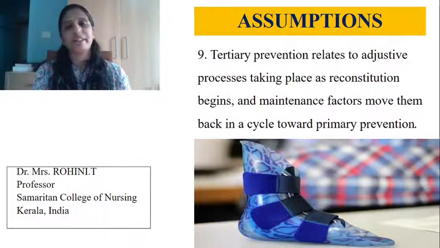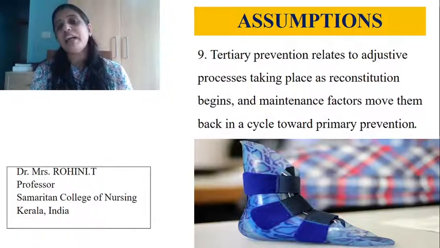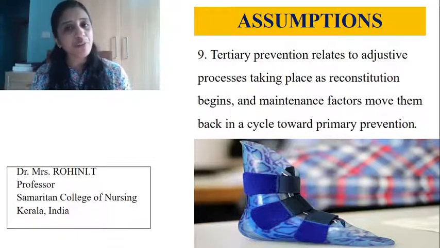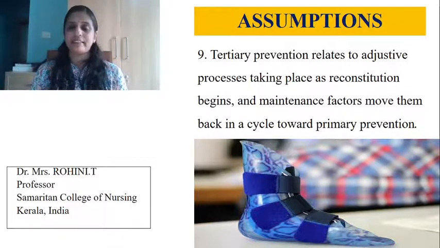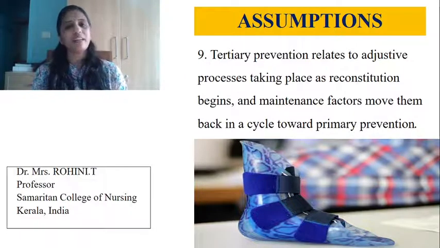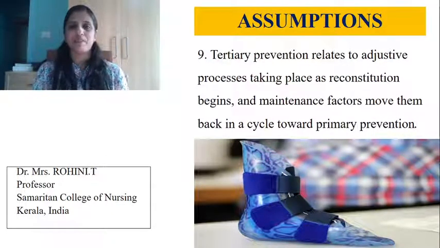Say, for example, a peripheral vascular disease patient underwent an amputation. Now this person is adjusted and living with the prosthesis. But definitely this person will take care to prevent further consequences of this peripheral vascular disease. The patient has to take steps to prevent further occurrence of peripheral vascular disease. So again, focusing back to primary prevention.